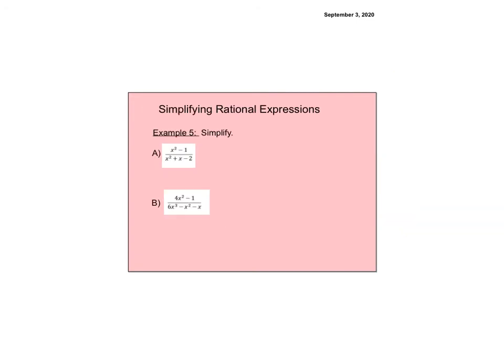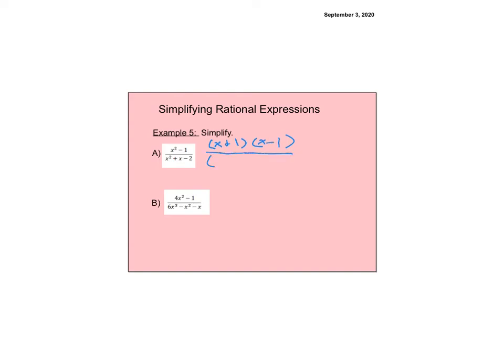All right, so let's move on to our second learning target. So we're going to go ahead now and simplify this. We've got x squared minus 1 all over x squared plus x minus 2. So what we want to do here is factor the numerator. That's just the difference of squares there. So what's the square root of x squared? X. What's the square root of 1? 1. 1's a plus and 1's a minus.